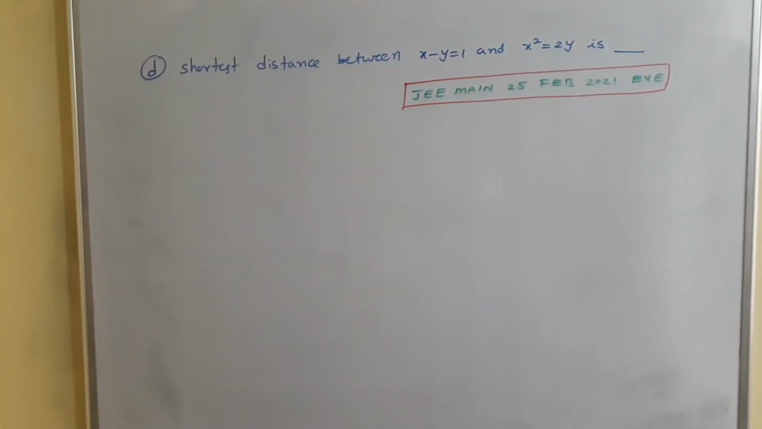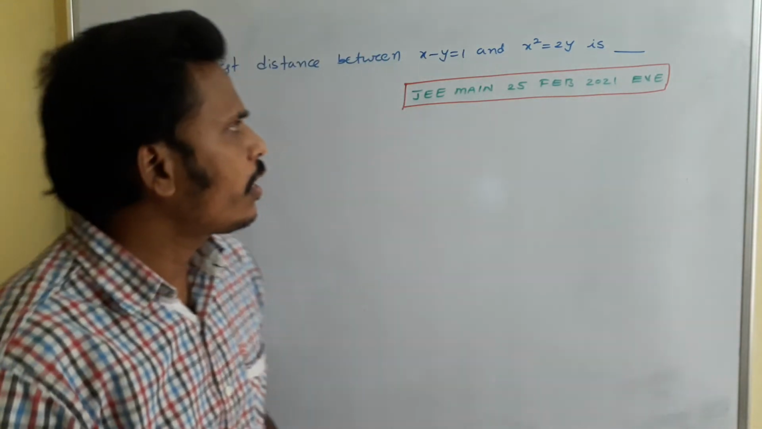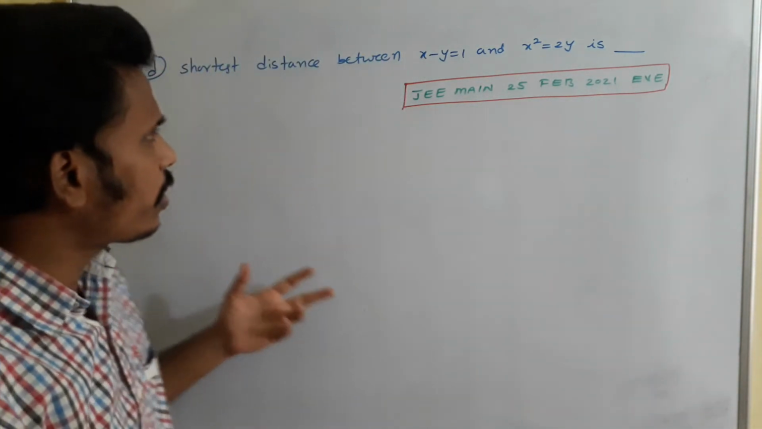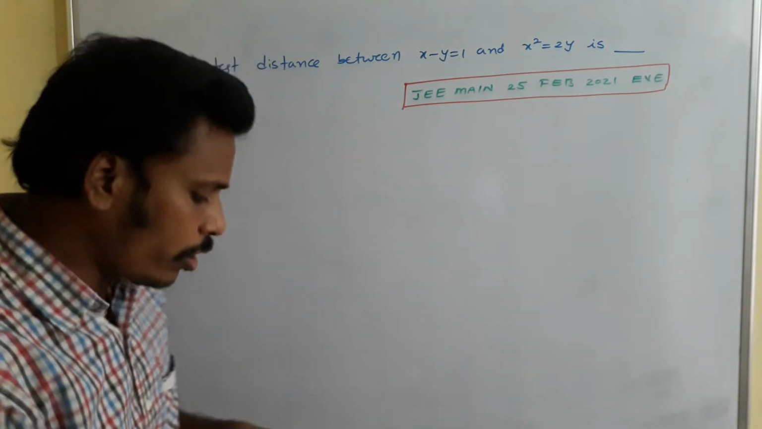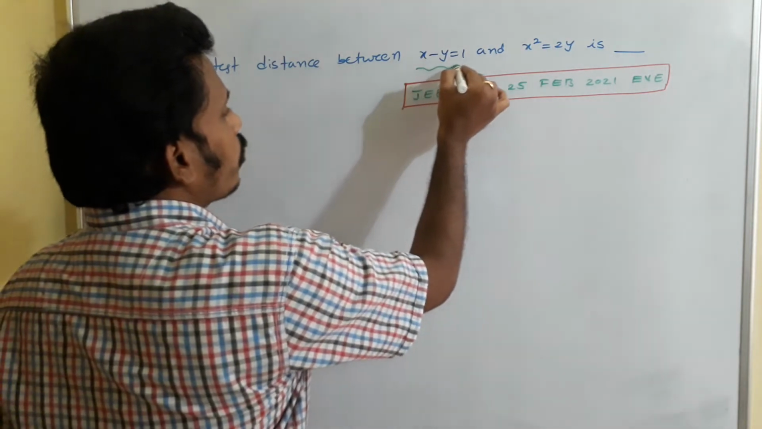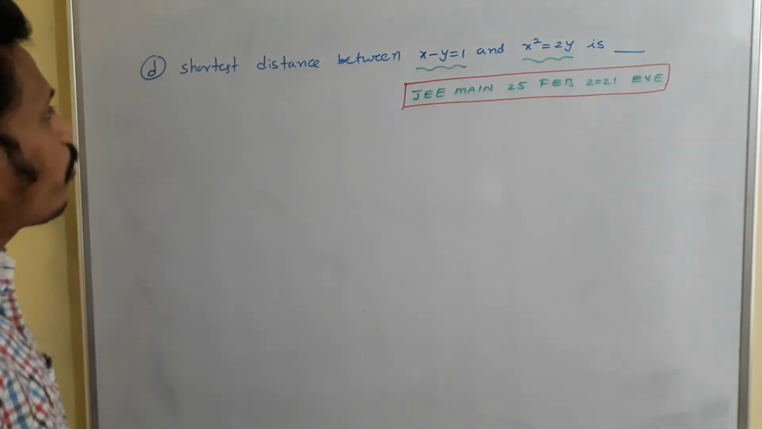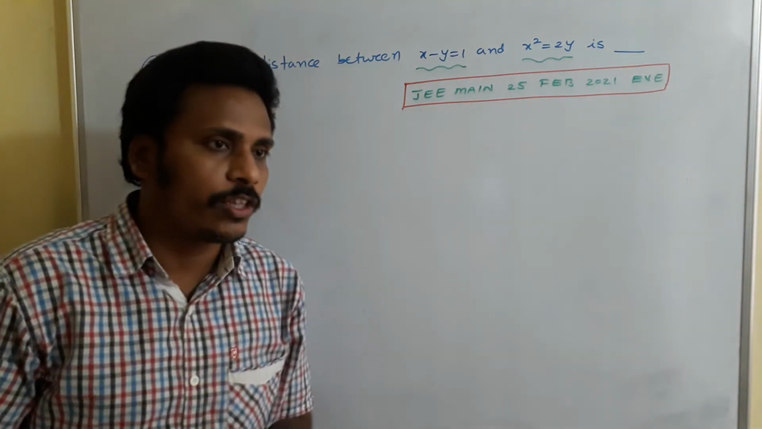Now this time, the question is on shortest distance between curves, and the question was asked in the 25th February mains exam, evening session. The problem is about shortest distance, and it is a bit easy. Why? Because one of the curves given is a line. X minus y is equal to 1 is a line, x square is equal to 2y is a curve, and the question is about identifying the shortest distance between these two.